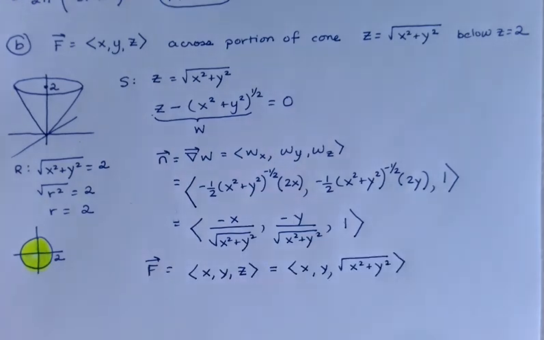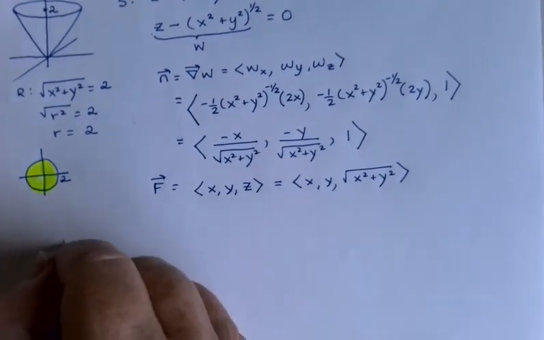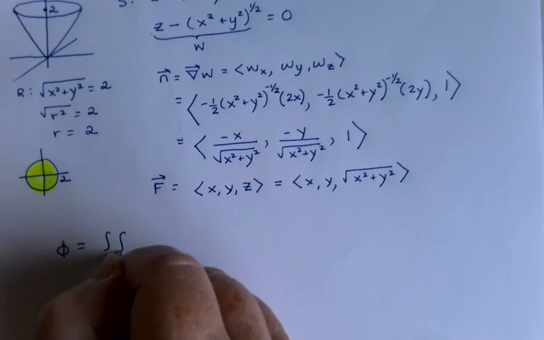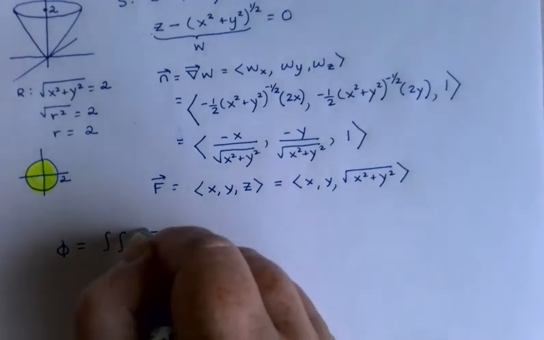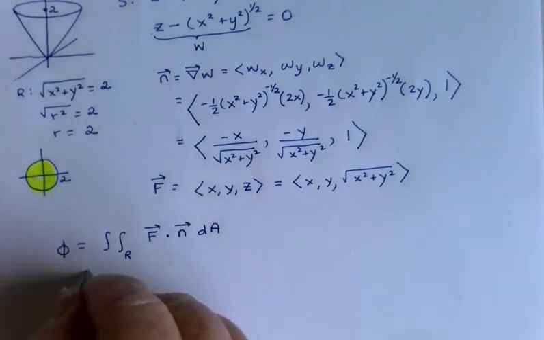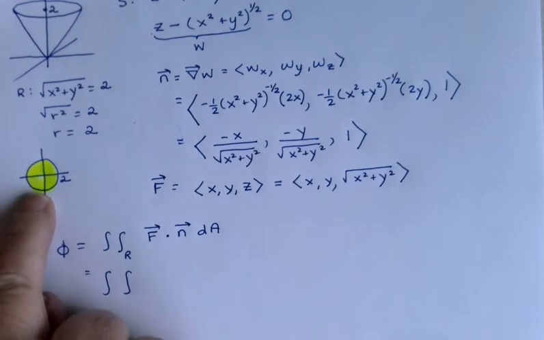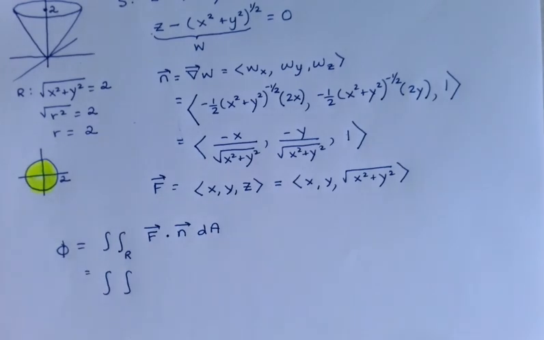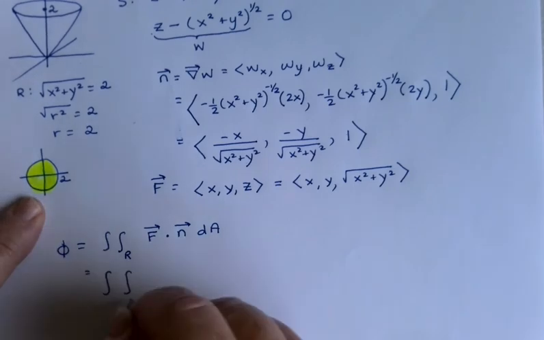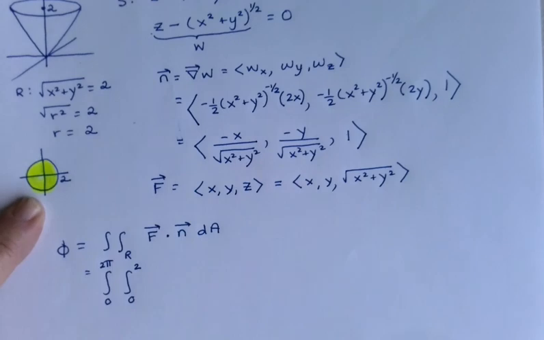And then I think I've got everything I need in order to set up my flux integral. So the flux, again, is the double integral over R of F dot n dA. And looking at all the x squared plus y squareds, as well as the circular region, let's go ahead and convert to polar as we write it down. To get my region, my r will go 0 to 2, and my theta will go 0 to 2 pi.